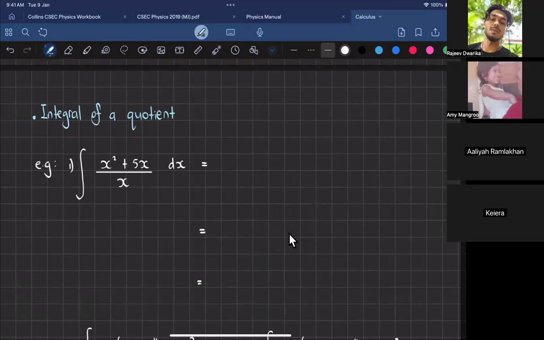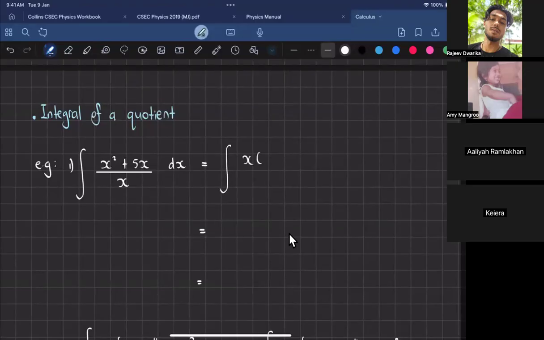Do you have ideas what to do? How would you simplify that? You could factorize the numerator. What could we factorize from the numerator? The x. So do that for me and see if anything cancels off, simplify it, and then integrate. x into x plus 5 over x. The x and the x will cancel off, and I'm left with x plus 5. Yeah, that's correct.